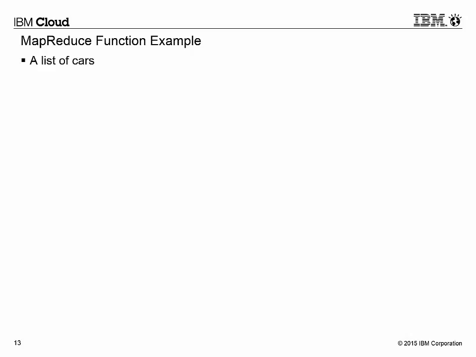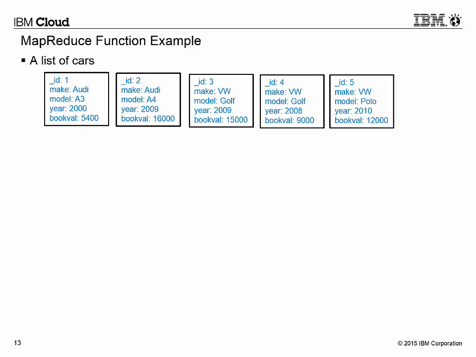So we'll start with a database that's a list of cars. And here we have 5 values. Each document has an ID, it has a make, it has a model, it has a year, and then it has a book value, which is the book value of that particular car. So now let's do a map function that gives me a list of all the car makes and their book values.